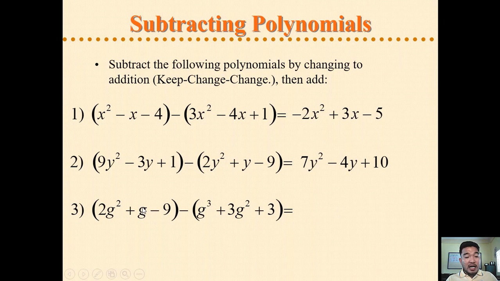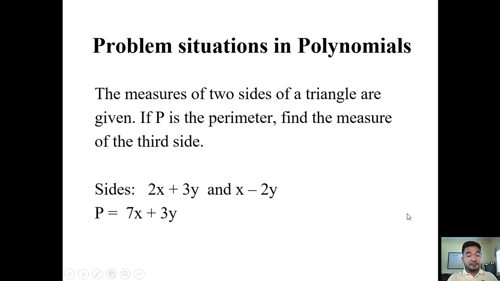And then si g, wala siyang like term, kaya rewrite mo lang siya doon. Plus g, the negative 9 plus negative 3 is negative 12. So, our answer would be negative g cubed minus g squared plus g minus 12. That's the difference. Let us have an example of a problem solving applying the subtraction of polynomials.